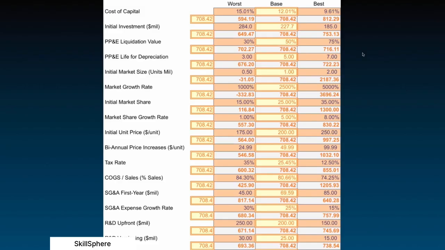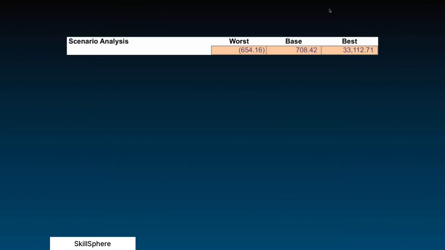Having said that, I've set up each of these scenarios, worst, base, and best, and I've just done a little scenario analysis. And what I find is that in the worst case scenario, this project is over half a billion dollars negative NPV. The best case scenario is 33 billion positive NPV relative to our base scenario. Now I wouldn't read too much into those numbers, again, because I've taken the worst case scenario for each parameter independently, and that doesn't make a lot of sense.